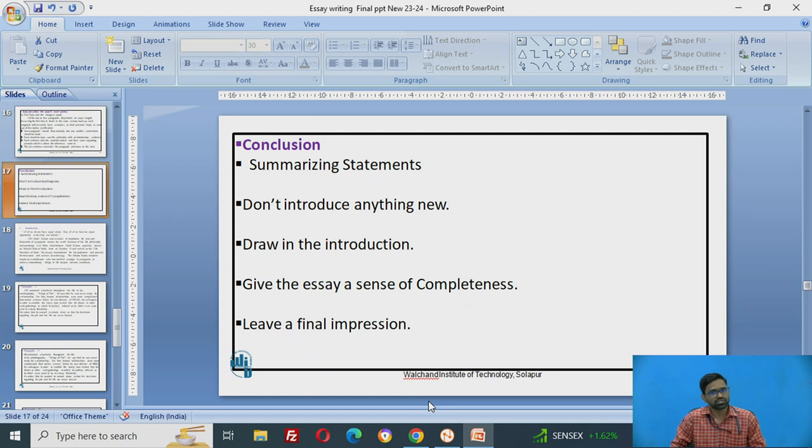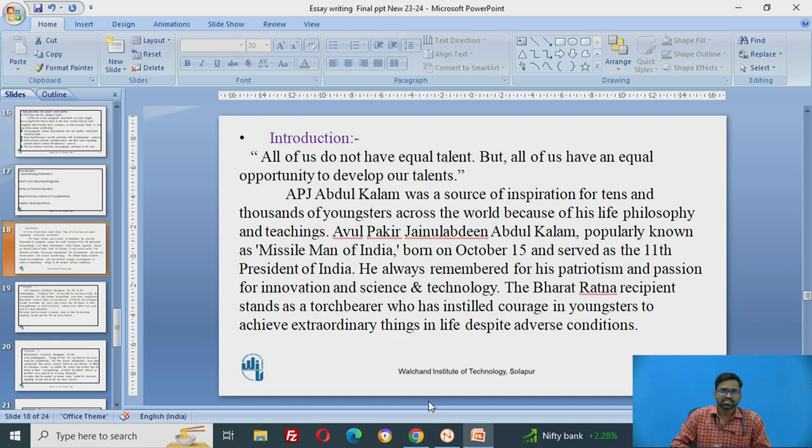Then the conclusion. Conclusion means a summarized statement. Don't introduce anything new. Draw in the introduction, give the essay a sense of completeness, and leave a final impression. It is an example.